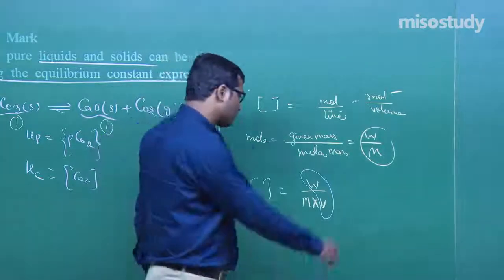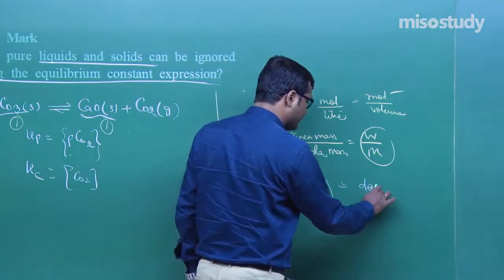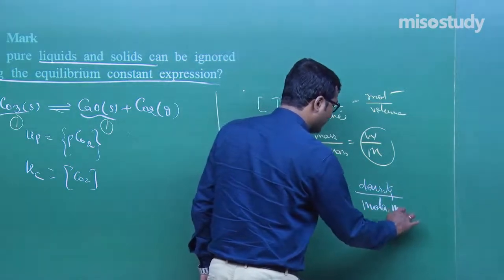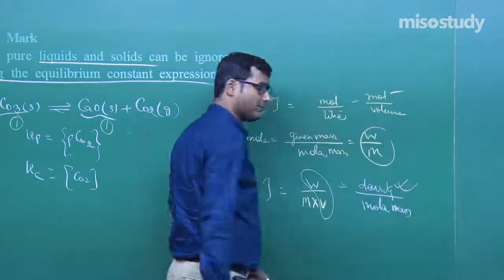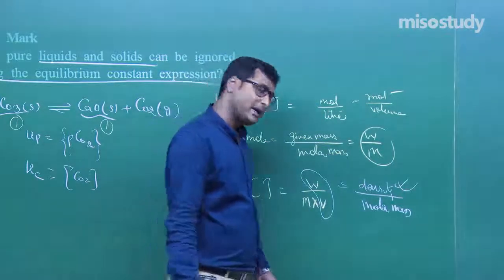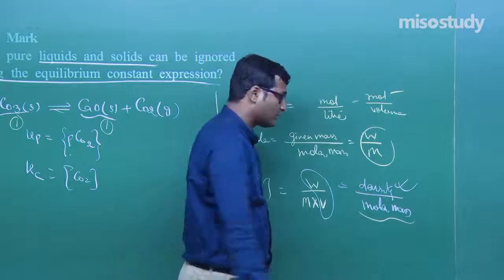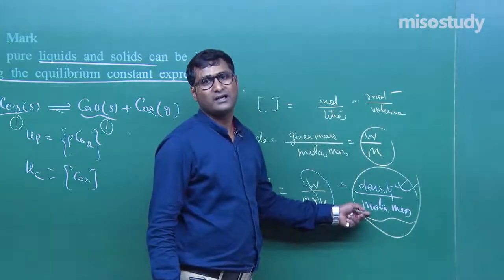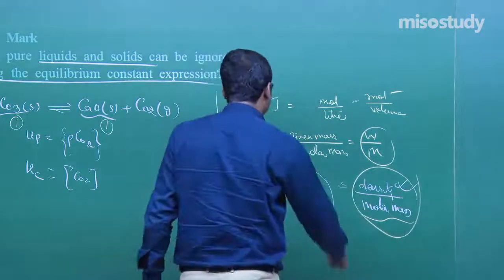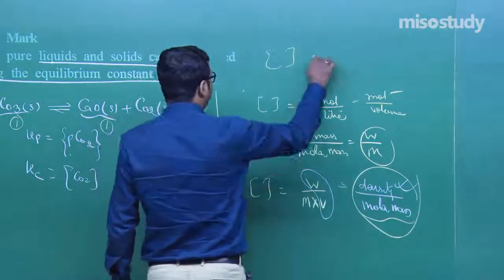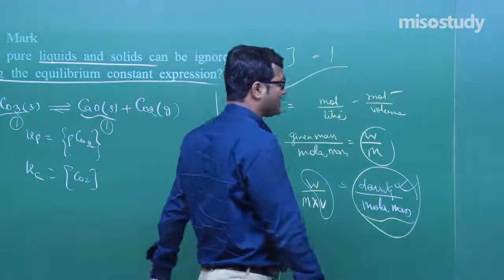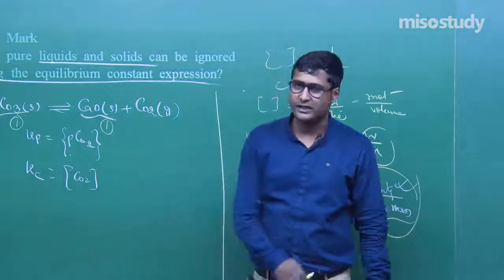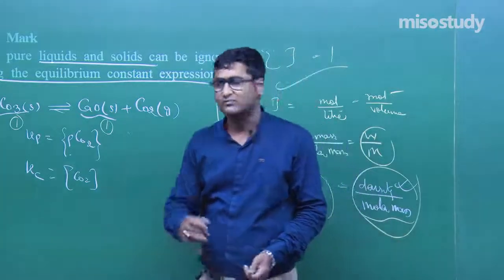So what is the term here? We get density upon molar mass. As we know, for solid and liquid, density is fixed. Density is constant and molar mass is also constant. So this term is overall constant, so there is no variation. Due to this reason, we take the concentration of solid and liquid as equal to 1 while writing the expression of equilibrium constant. Am I right? This is a complete explanation related to this question, my friend. Let's move to the next one.